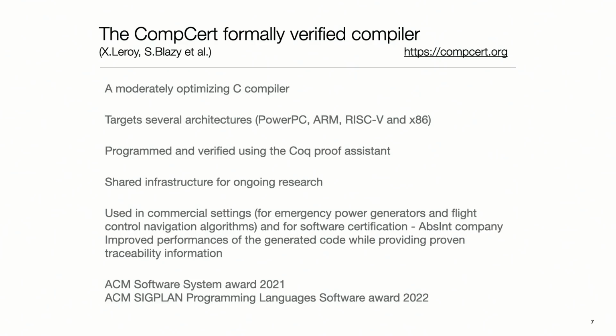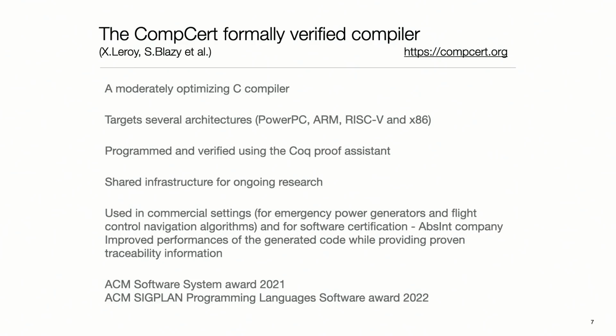It is a shared infrastructure for ongoing research. There are several projects that are currently using CompCert. And CompCert is also a real compiler that is sold by the AbsInt company. CompCert has been used to compile critical embedded software in industry, for avionics software and for nuclear power plant software. For the nuclear power plant software, CompCert was also certified according to the associated standards.